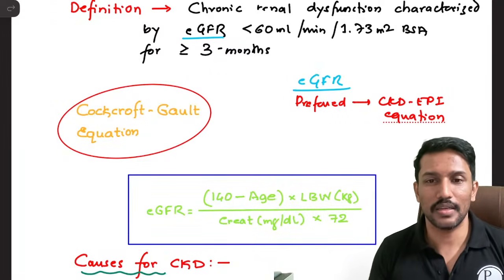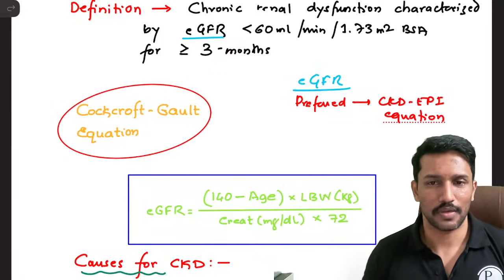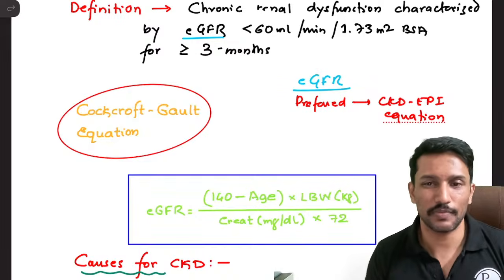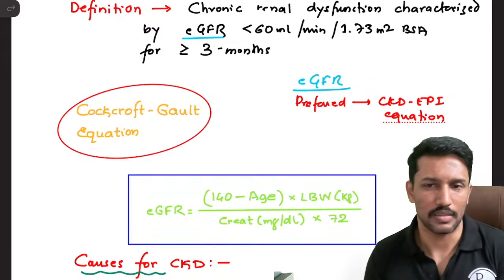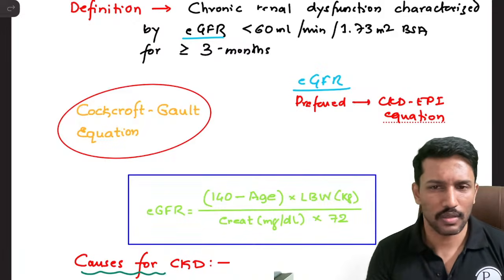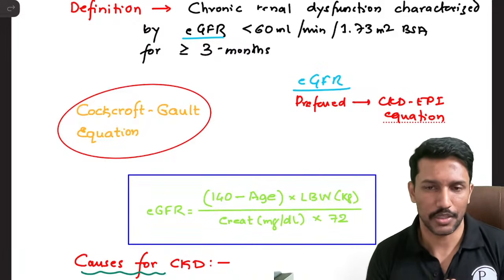Now, once it is CKD, it's not about one value of GFR. It's now a lifelong problem of the patient. So we need to constantly keep monitoring. And because creatinine is influenced by various factors, we rather go by GFR when it comes to CKD. But in acute cases, creatinine is more than enough. So we don't have to go for the GFR estimation.